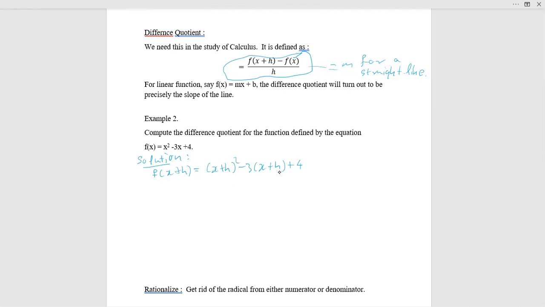What do we get here? We get x squared plus 2hx plus h squared minus 3x minus 3h plus 4.